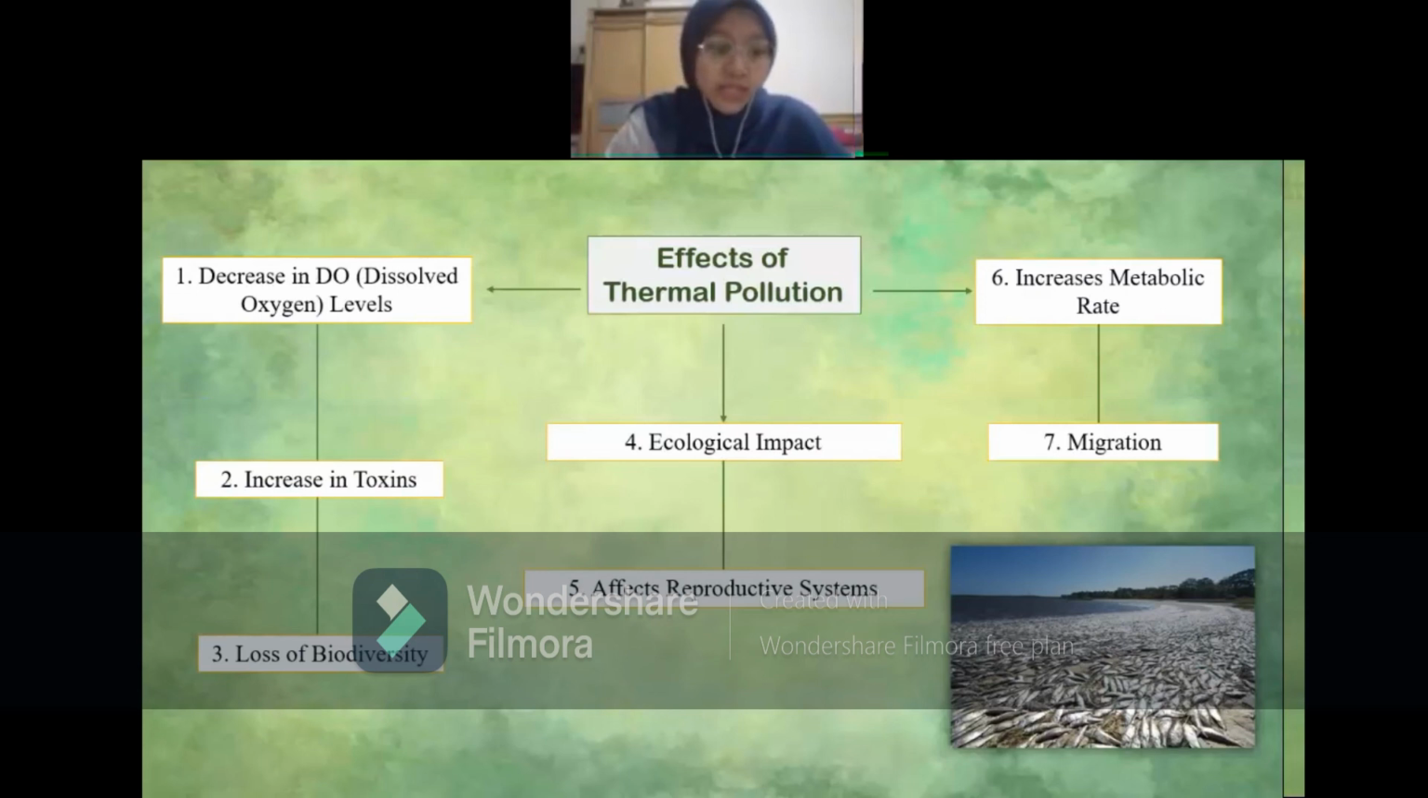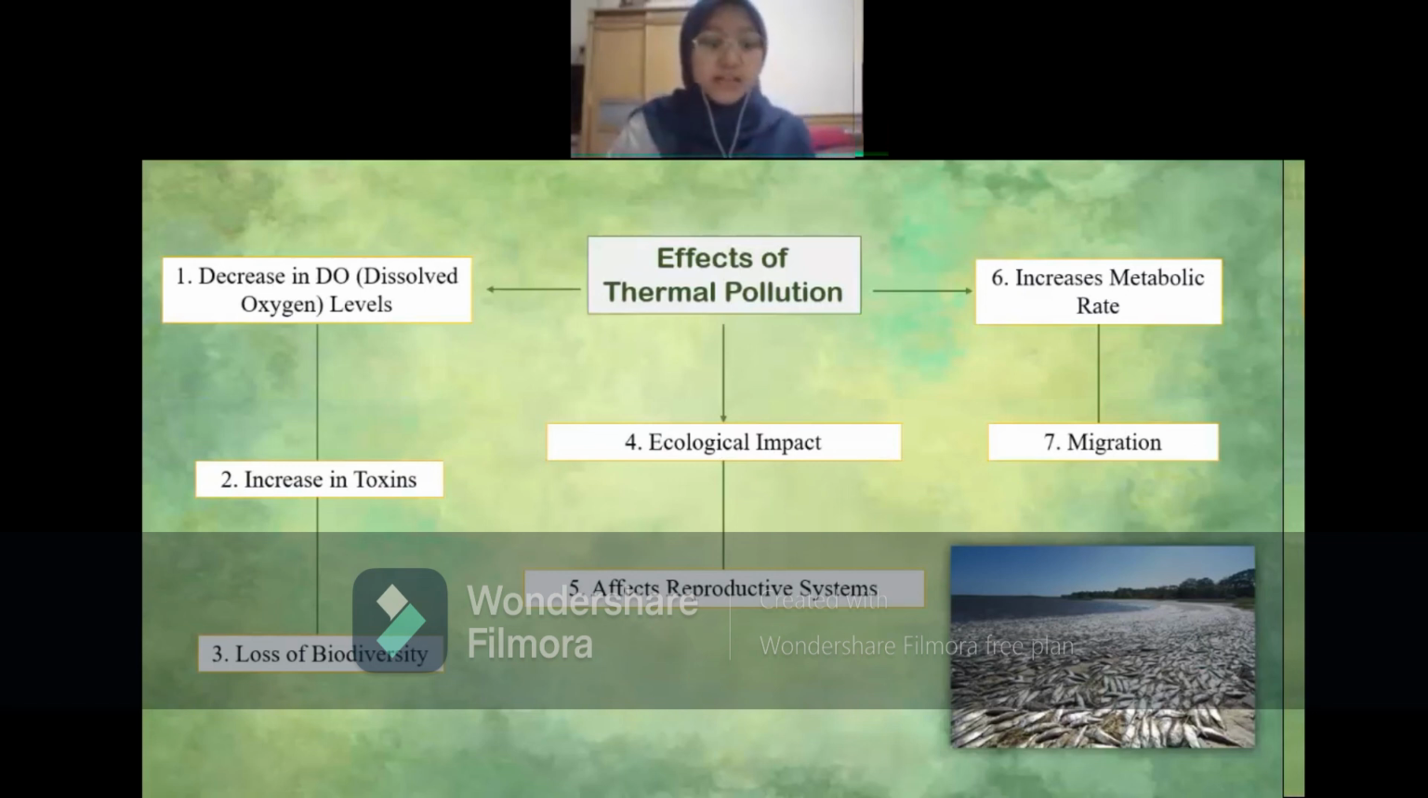And the next one is increase in toxin. With the constant flow of high temperature discharge from industry, there is a huge increase of toxins being regurgitated into the natural body of water. These toxins may contain chemicals or radiation that may have harsh impacts.